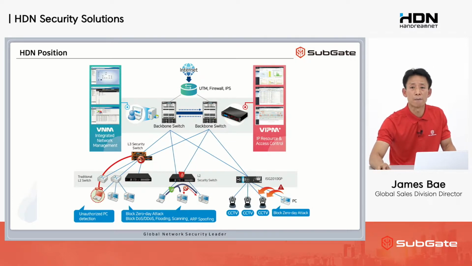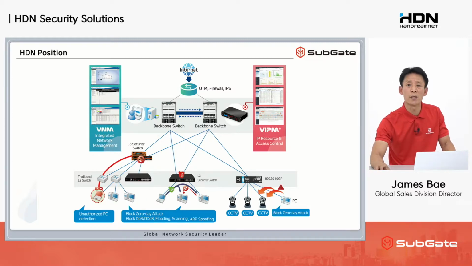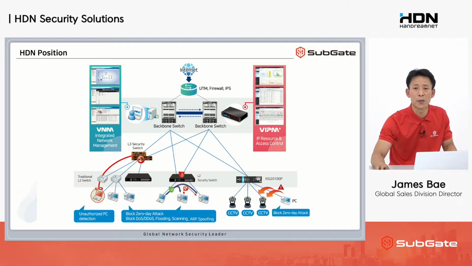HDN position again. The best scenario is the client selects the HDN solution from core to access. But if the client already has a core switch but wants to utilize HDN security functions, then try to use the HDN switch as an aggregation switch. Then the HDN aggregation switch will detect any kind of bad traffic and block it automatically, so the client's IT manager will be free from compromised PCs and unexpected traffic.